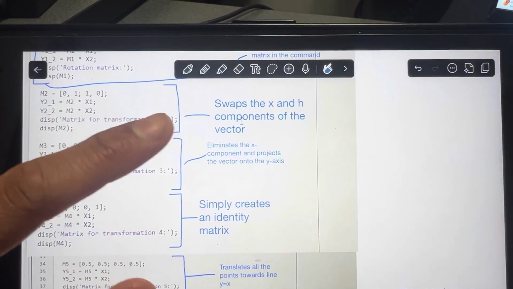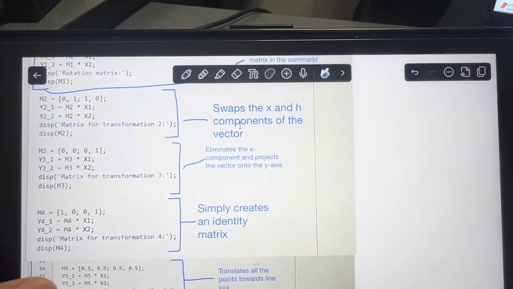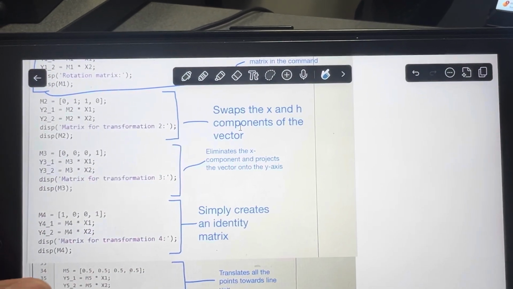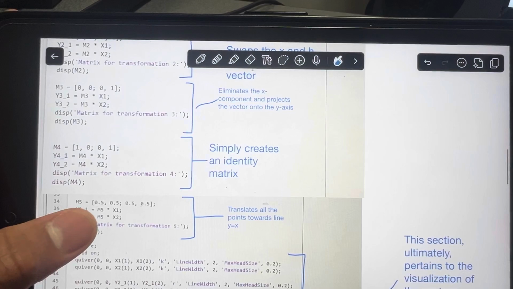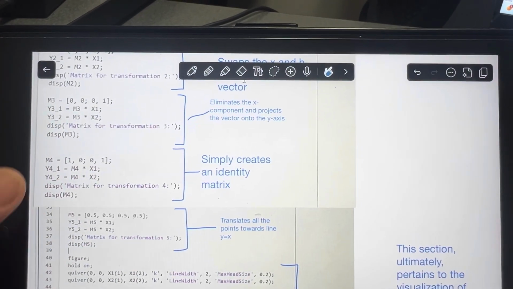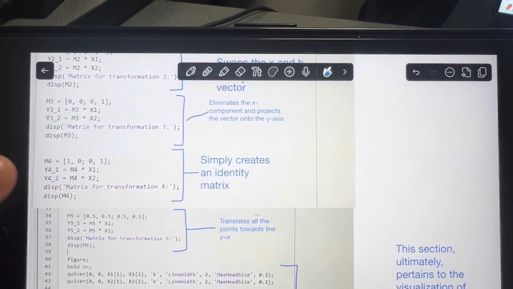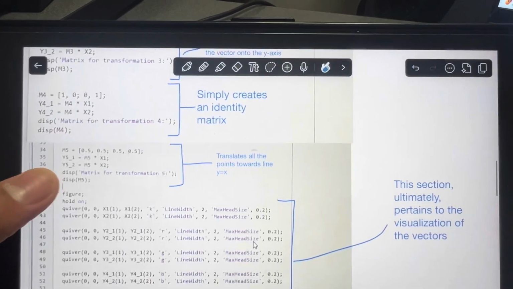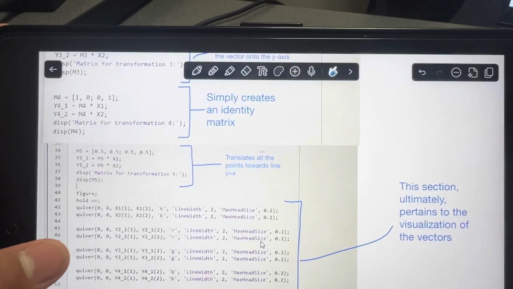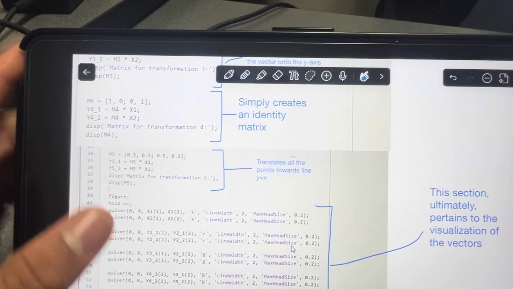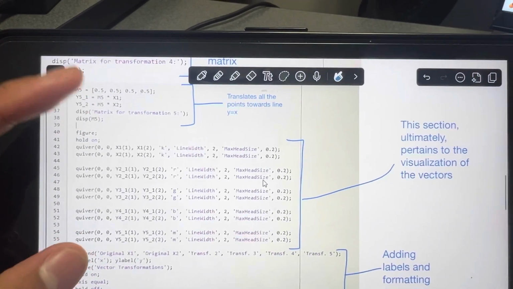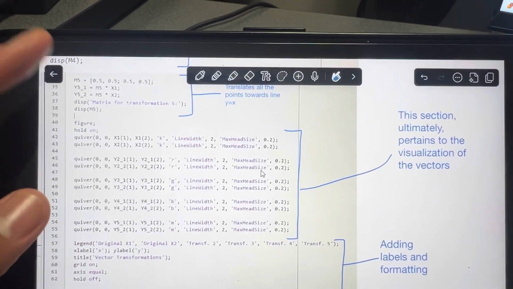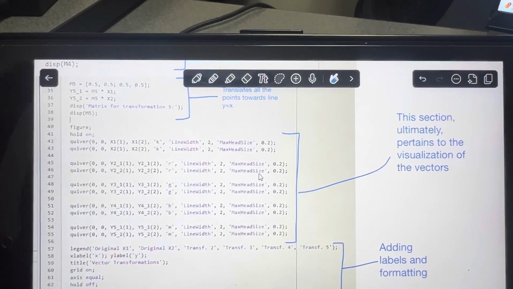Then this next section we have here swaps the x and y components. It says h, but it should say y components of the vector. Then this next segment here eliminates the x component and projects the vector onto the y-axis. And the following segment, pretty simply, you see the ones and zeros, it just creates an identity matrix. Then the next segment translates and moves all the points towards the line y equals x.